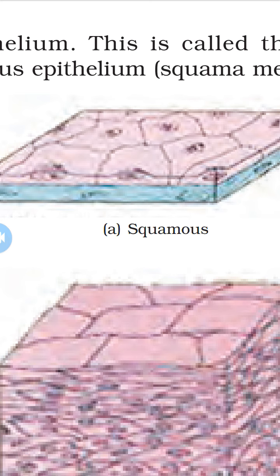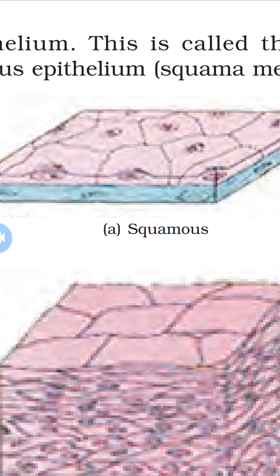Simple squamous epithelium is extremely thin. It consists of thin, flat, and delicate cells lining various organs, for example the esophagus and the lining of the mouth. Simple squamous epithelium is extremely thin, flat, and delicate cells lining various organs, for example the esophagus, lining of the mouth, etc.